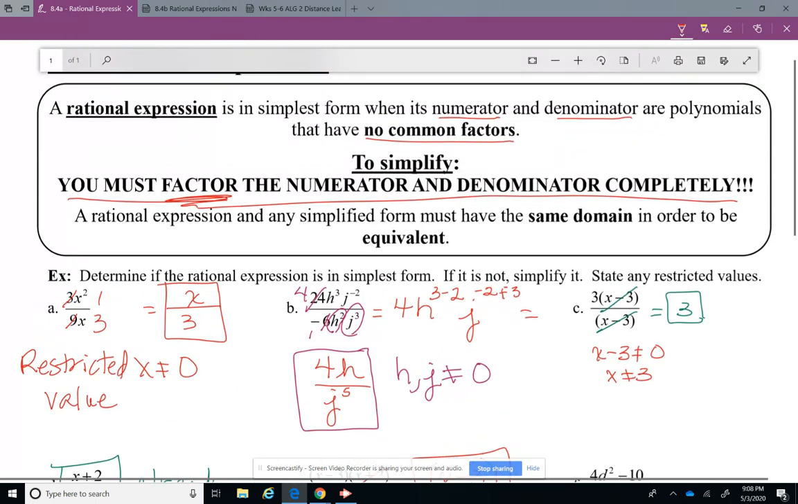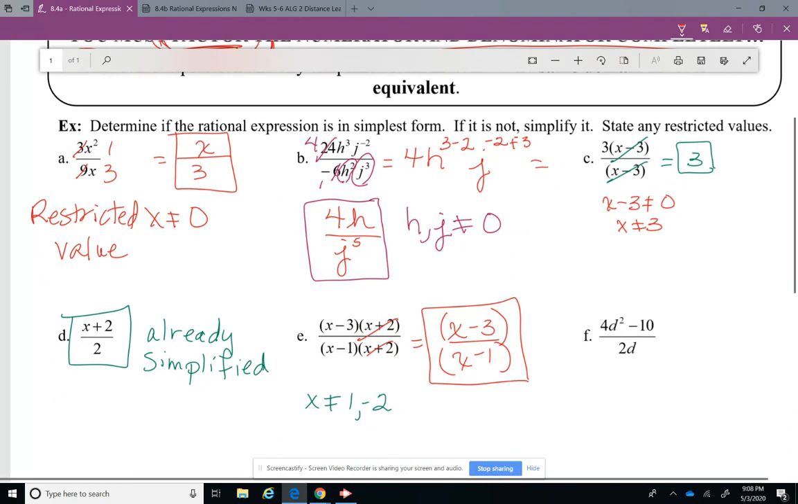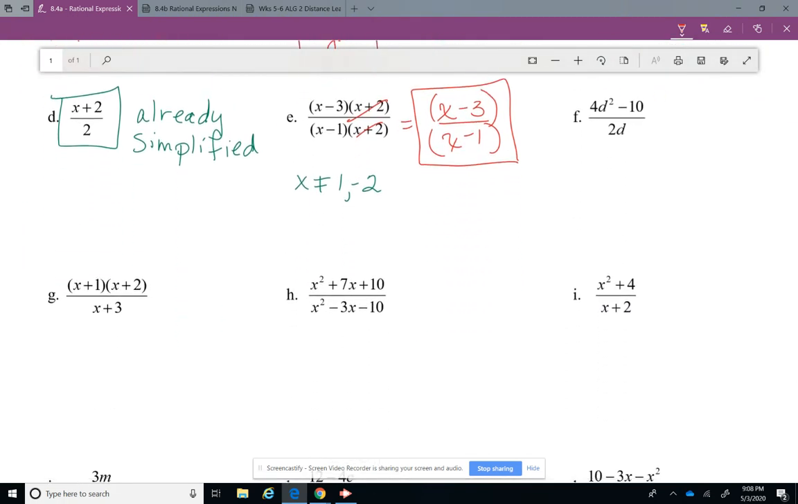Now remember up above it had mentioned that you were going to have to factor the numerator and the denominator completely. We haven't had to do that yet. We're going to have to do that now for f. So if you look at 4d squared minus 10, you know that they both have a 2 in common. So 2 parentheses 2d squared minus 5. So remember, 2 times 2d squared is 4d squared, and 2 times negative 5 is negative 10. So that's how I factored it. I pulled out the GCF, which was 2.